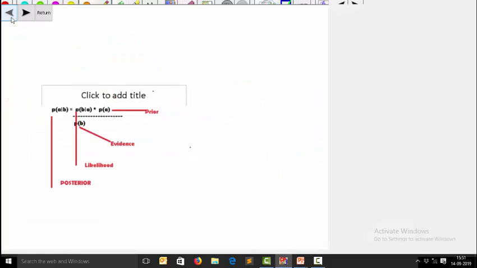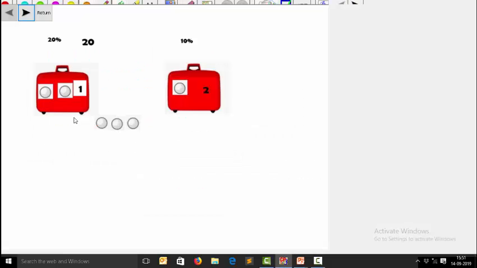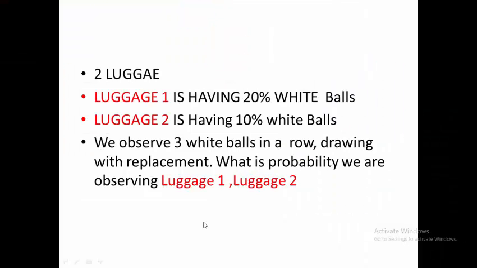For example, there are two luggages. One is luggage 1 and the other is luggage 2. Luggage 1 has got 20% of white balls, while luggage 2 is having 10% of white balls. What you observe is 3 balls are removed from a bag, and you have to determine what is the probability it is from bag 1 or what is the probability it is from bag 2.